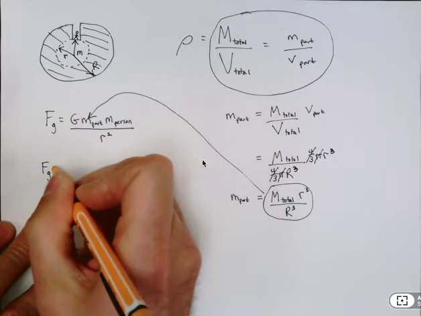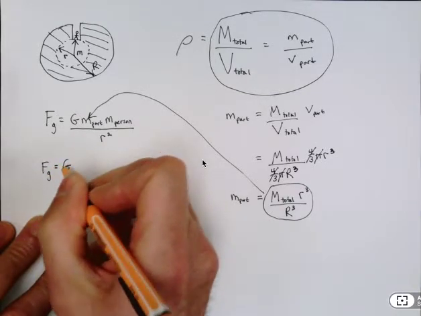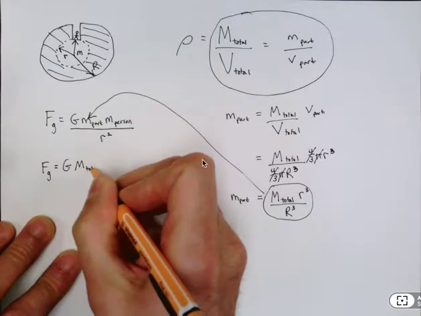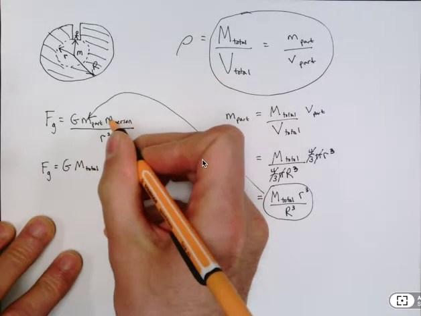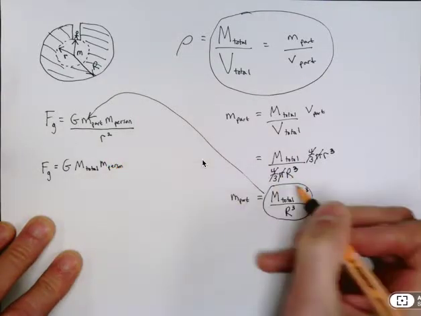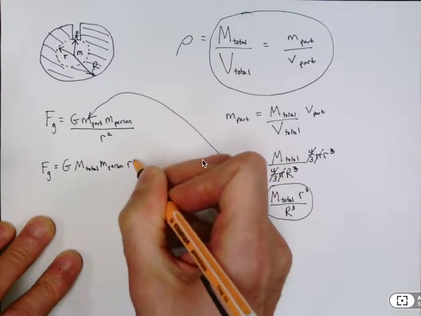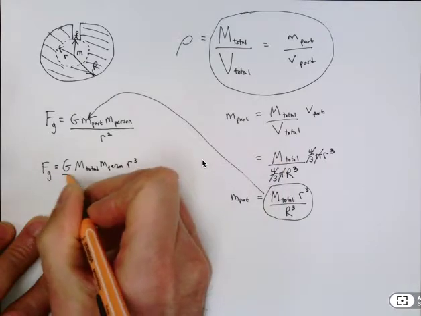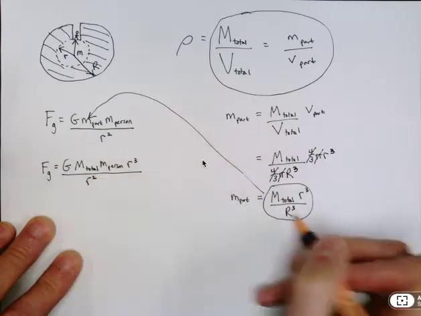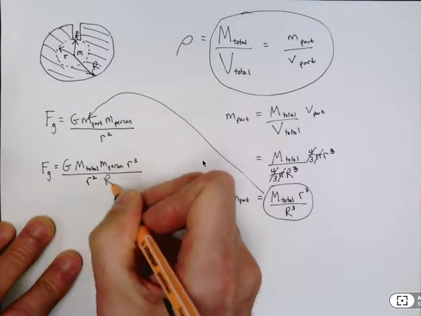So the force of gravity acting on this person is capital G, and then I need to substitute this in. The mass of the total Earth, and maybe I'll bring the mass of the person over here next. And then from this expression, I had little r cubed, and then divided by, from this expression, there's a little r squared, and from this expression, there's a big R cubed.